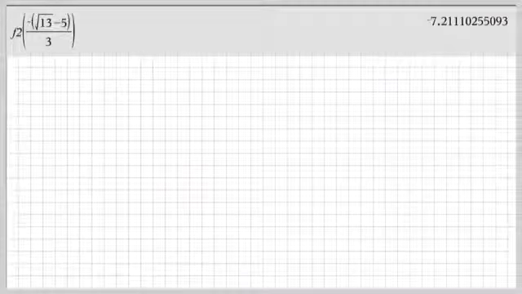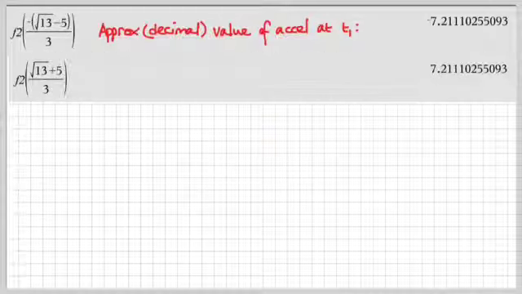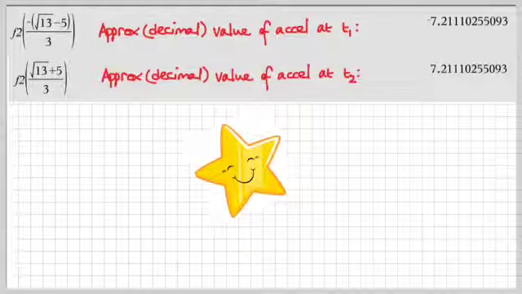That's just a repeat of what I did over the page, the decimal value of it, and that was at T1, and here it comes for T2. I haven't bothered to work it out in exact form for T2, I just worked it out as a decimal. And there it is, and that's the end of it.